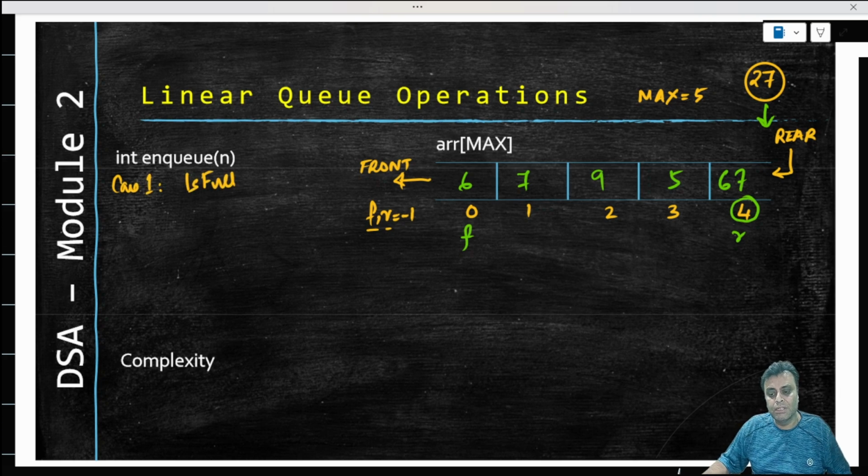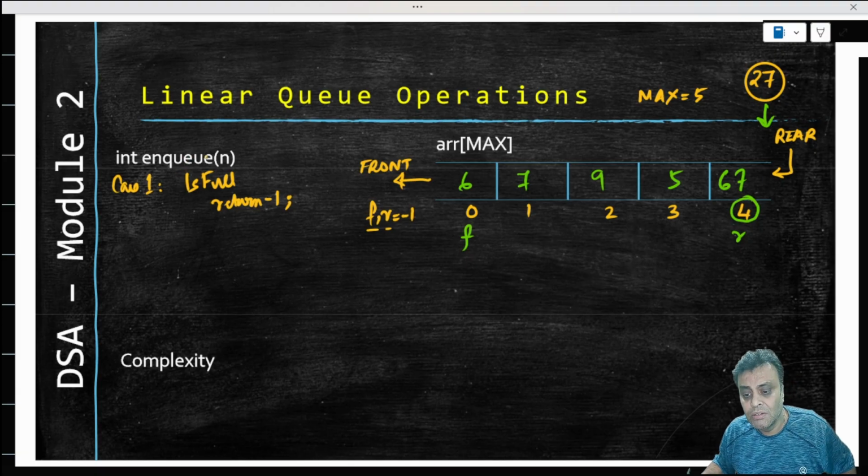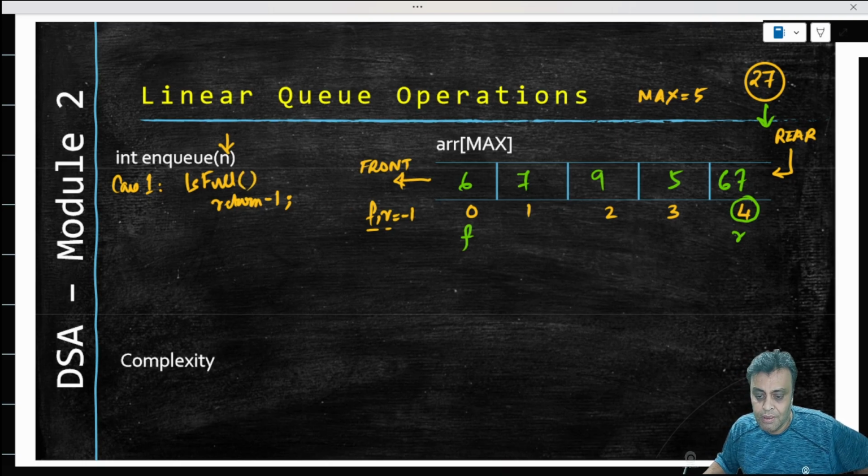That is my first check. So if my queue is full, I will return back to the caller a -1, signifying that something is wrong. I could not push, or I could not enqueue this element into the queue. Something is wrong, right? So I will return -1 to the caller. So that is my first step.